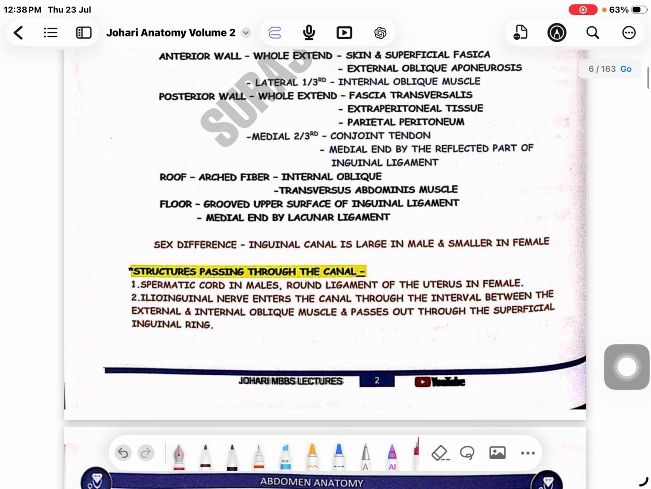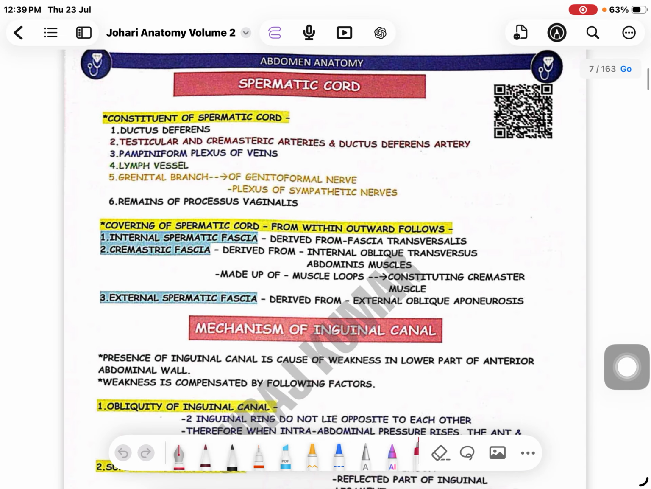Now we have the ilioinguinal nerve, which enters the canal. We know this is L1: ilioinguinal and iliohypogastric are both L1 nerves. We have seen them before also. It enters the canal through the interval between the external and internal oblique muscle and passes out through the superficial inguinal ring. That's it. Now we have the spermatic cord.